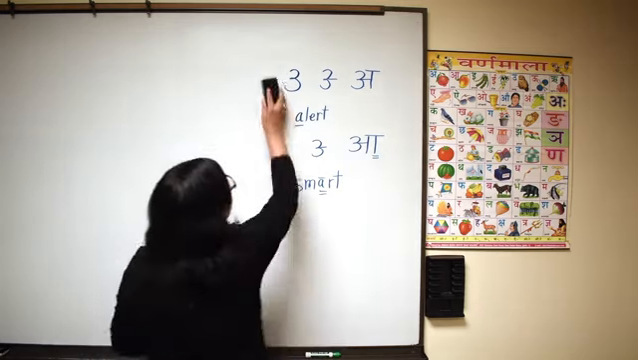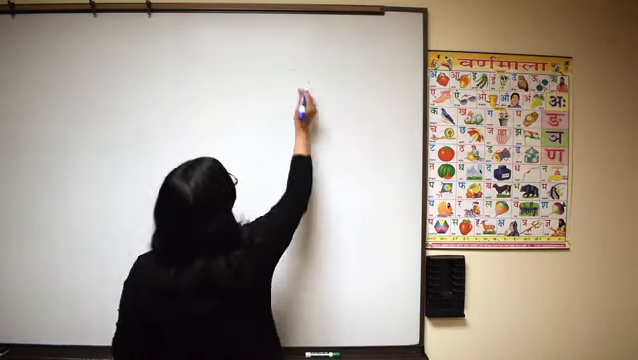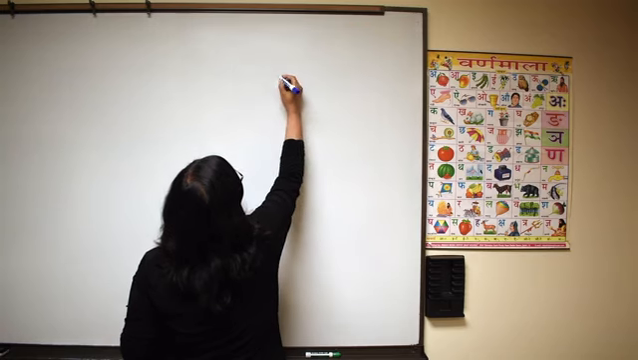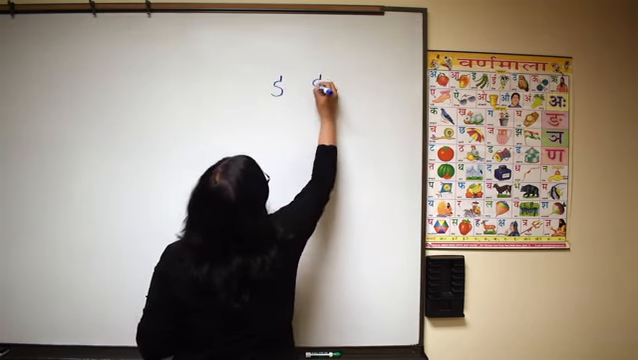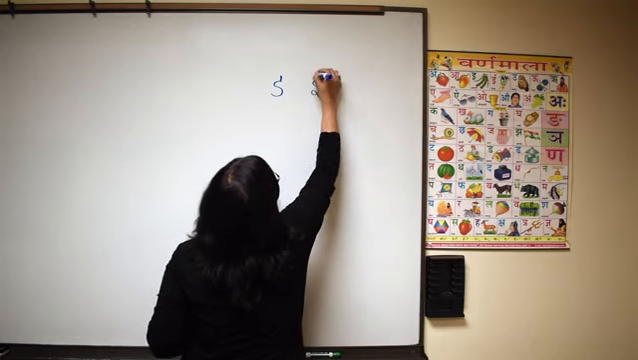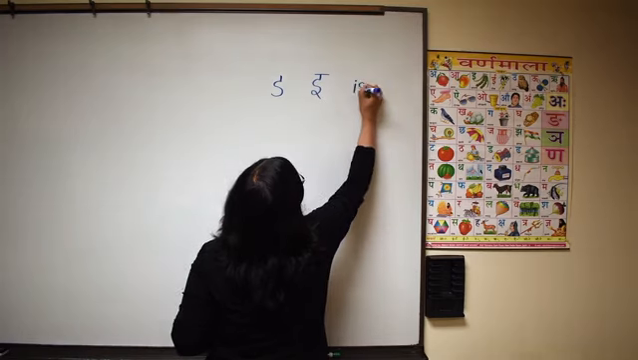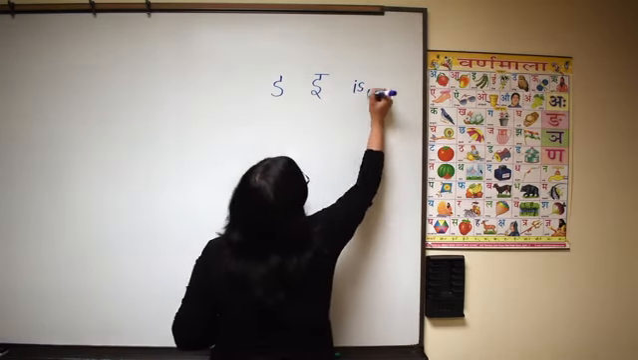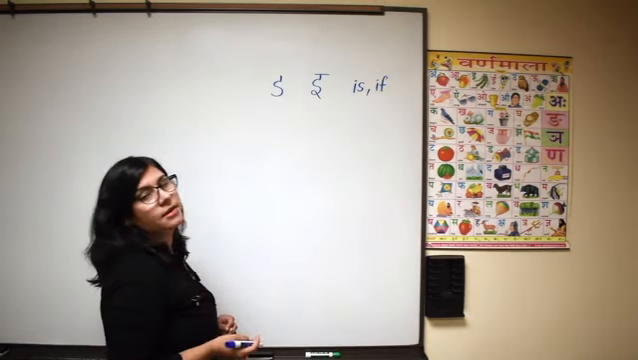Next we have I. Okay, we have I. So we start like this. And then complete the bar on top. I, like is or if. Okay, a really short I sound.